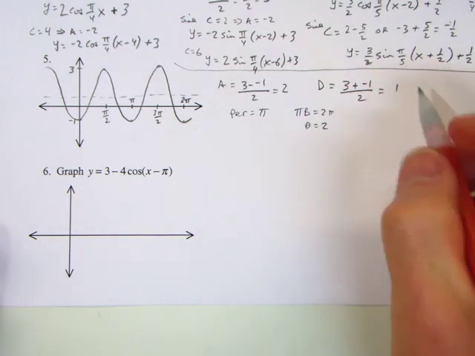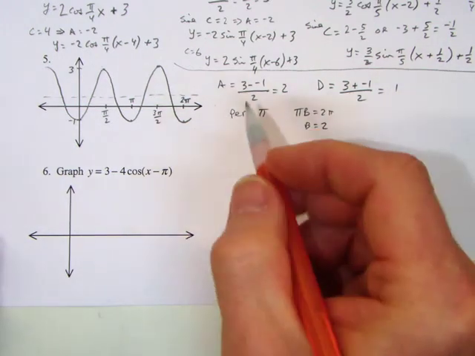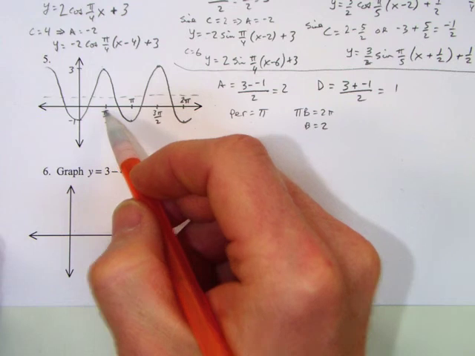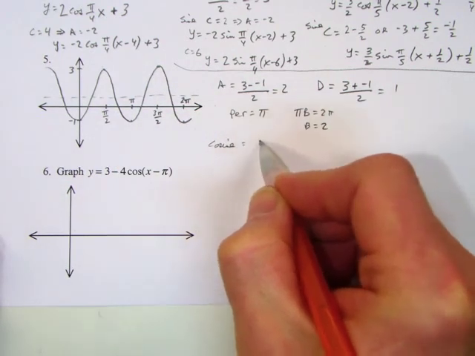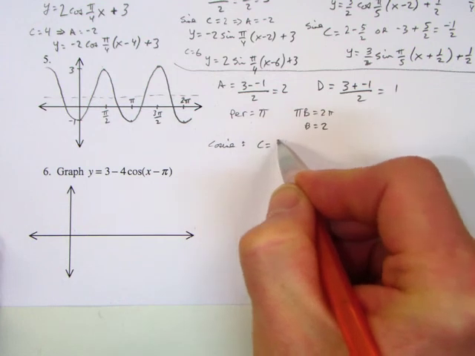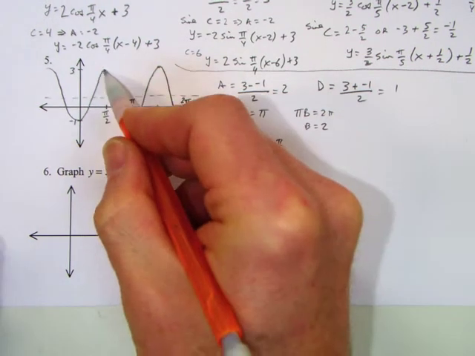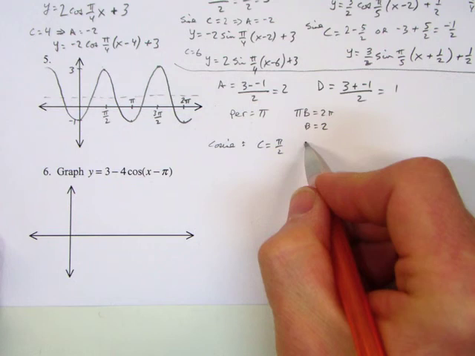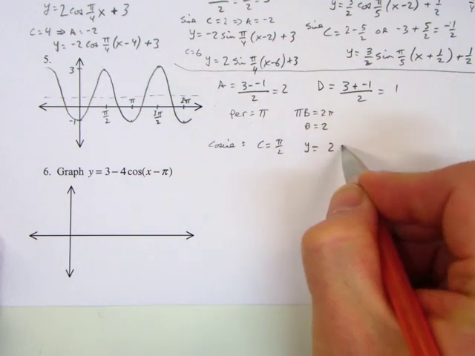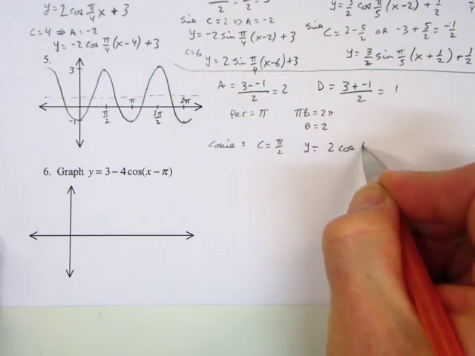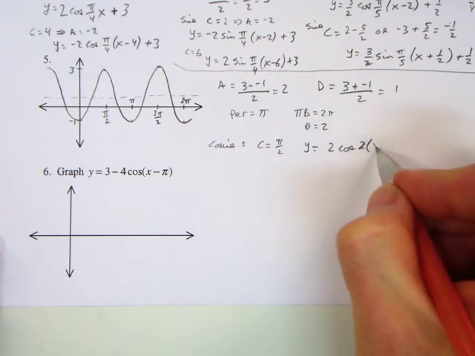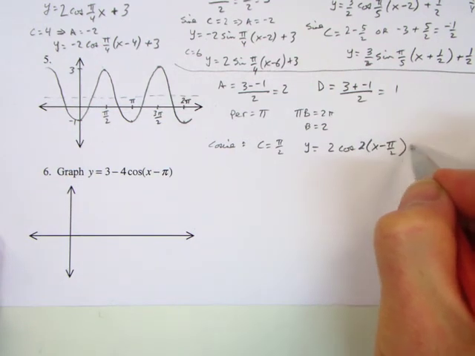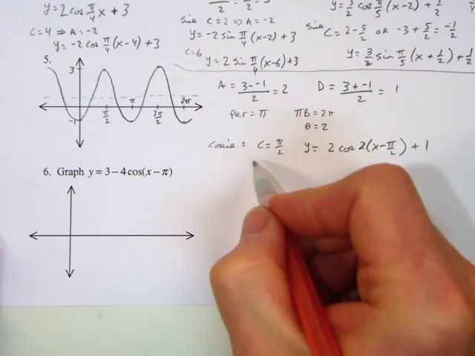Now we need to find if it's sine or cosine. So if it is, let's say, cosine, then we could say C is pi over 2, because there's a high point. And that equation would be y equals 2 times the cosine of 2, because that's our b value, times x minus pi over 2, and that plus 1.